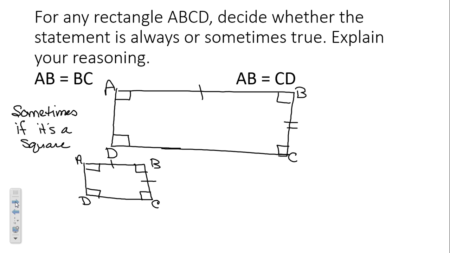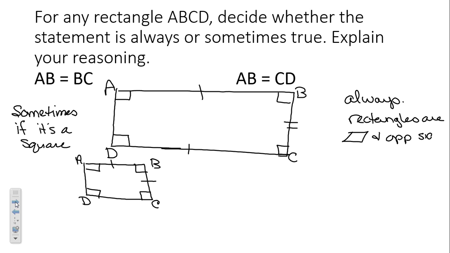The second question says, how about now? Always or sometimes if the distance between A and B is equal to the distance between C and D? Always. That's always going to be true because it's a parallelogram. All rectangles are parallelograms, and opposite sides of a parallelogram are congruent. Everybody good with that?